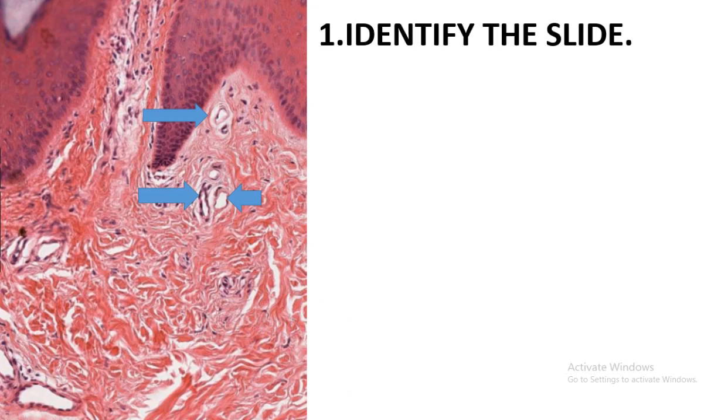So we have been asked to identify this slide. So this slide is the skin, specifically the subcutaneous tissue, the layer of the skin. As you have noticed, there are some squamous cells on top there. Most likely, if this slide is viewed on top, you can also see some keratin.